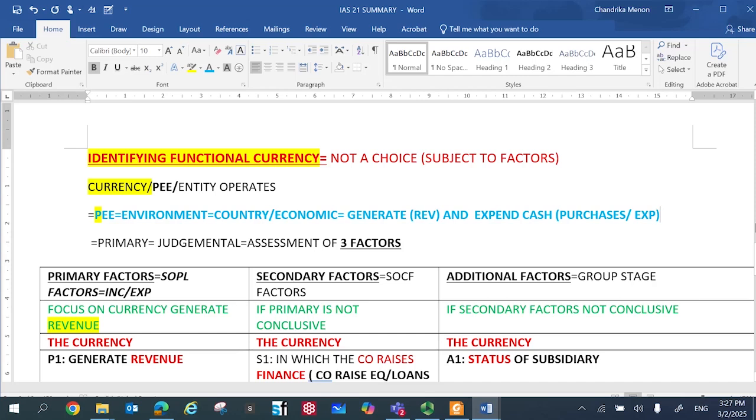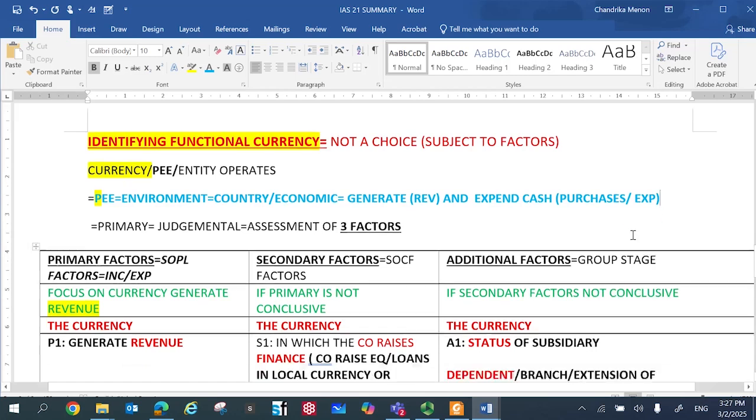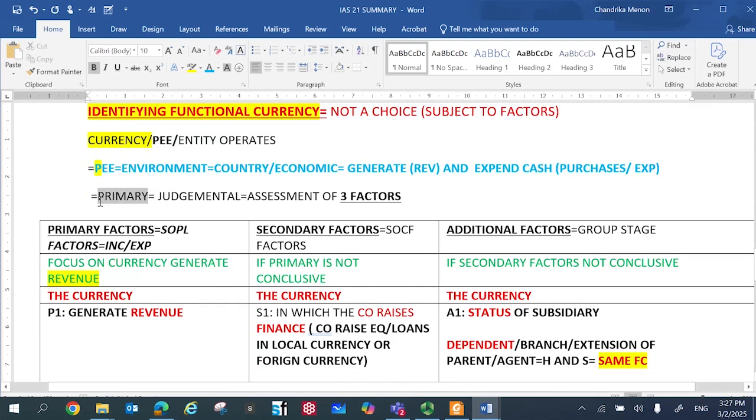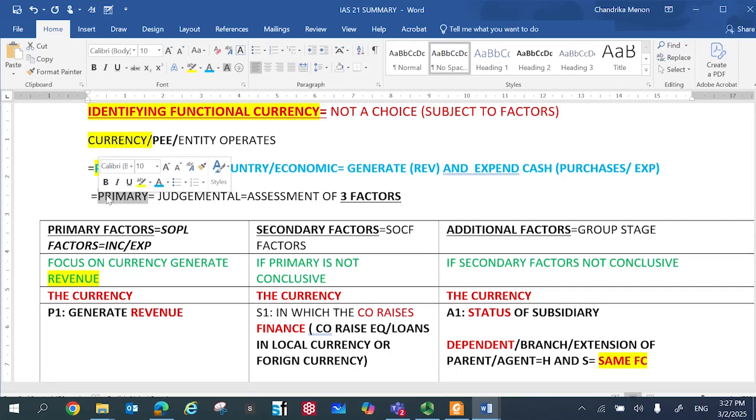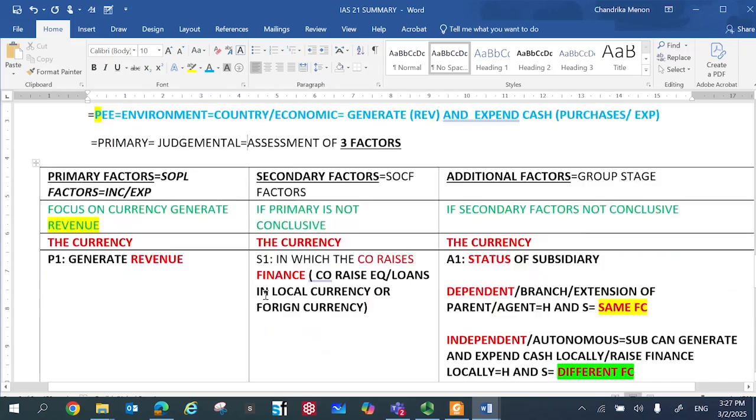But the problem is, we always start off with what factor? Primary. But sometimes primary factors are judgmental because maybe revenue 50% is local, 50% overseas. When it is not conclusive, when primary factors are not conclusive, that's when we look at secondary. Not conclusive, we look at additional. Clear?